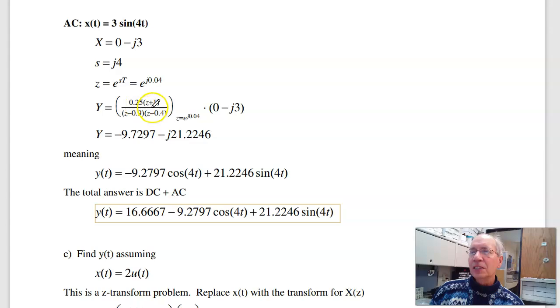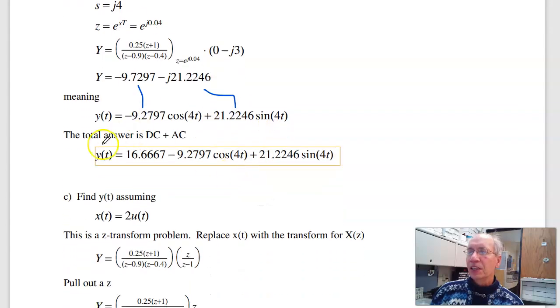I want to analyze this at z is e to the j.04, a complex number, times the input, I get a complex number as the output. What that means is the real part's cosine minus j is sine. The total answer then is DC plus AC.